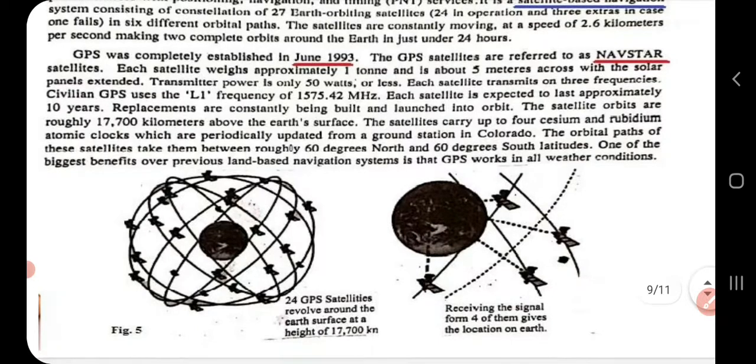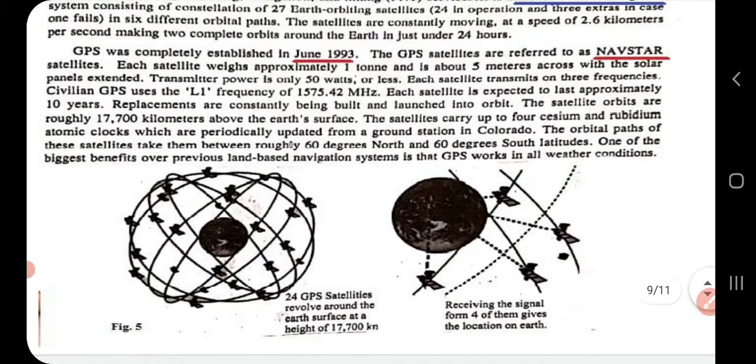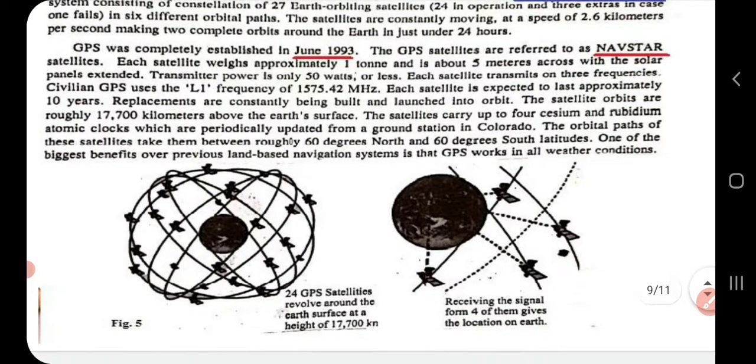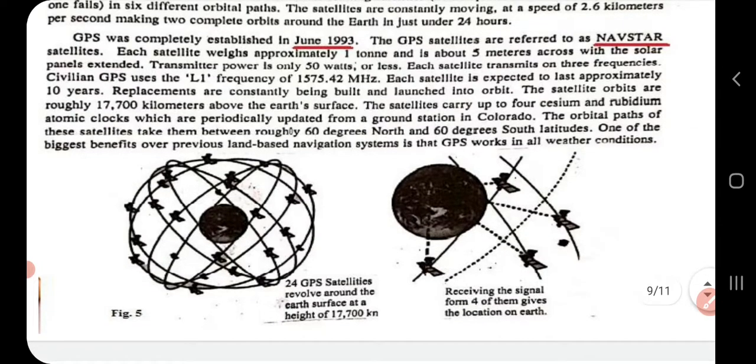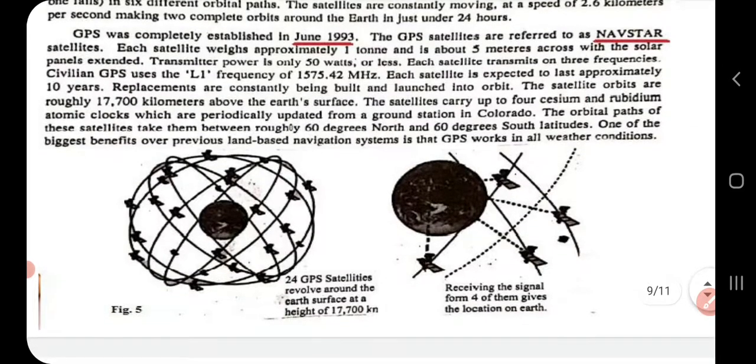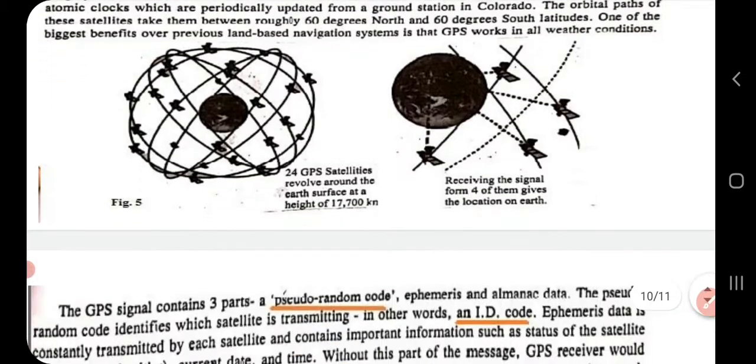And then they carry some cesium and rubidium atomic clocks just to get us updated about their current position. They are usually placed between 60 degrees north and 60 degrees south latitudes. And one of the most important peculiarities of GPS is that it can work under all weather conditions.